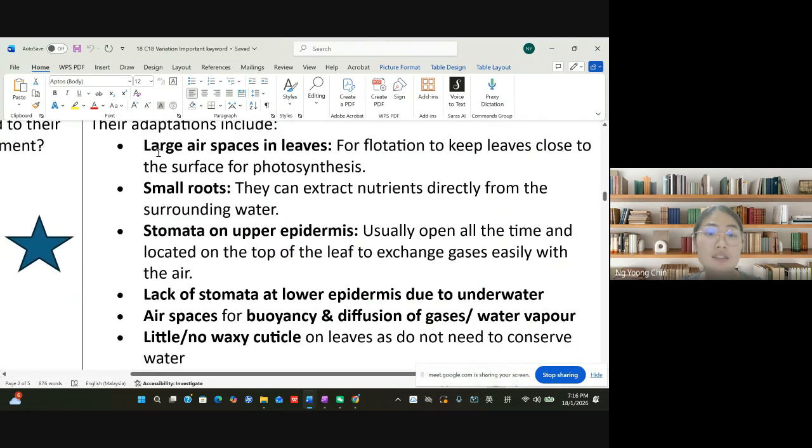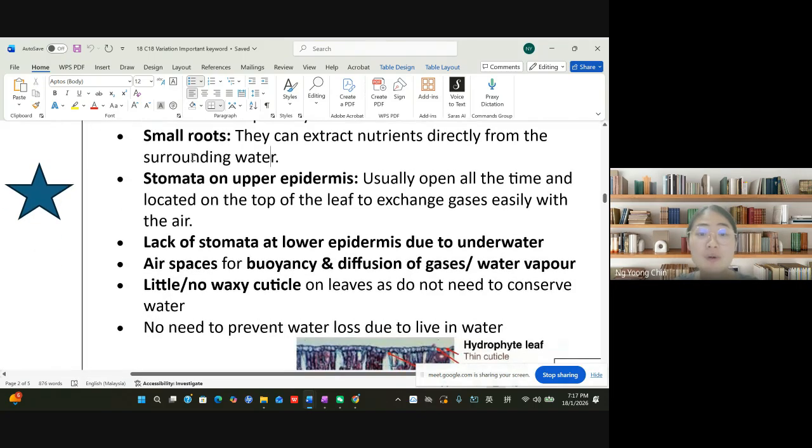So here's a point, okay? They have a large airspace to provide them with buoyancy. They have a small root. Usually hydrophytes have a small root. Why? Because they can extract nutrients directly from the surrounding water. So they do not require such long roots to penetrate far to get water or nutrients. No requirement, so usually their root is very small.